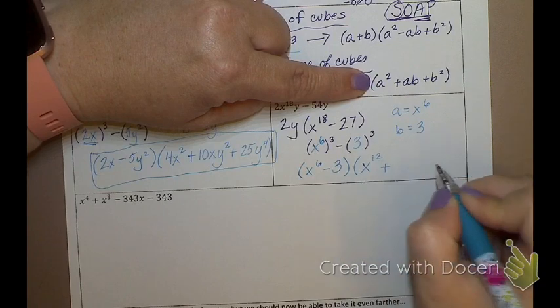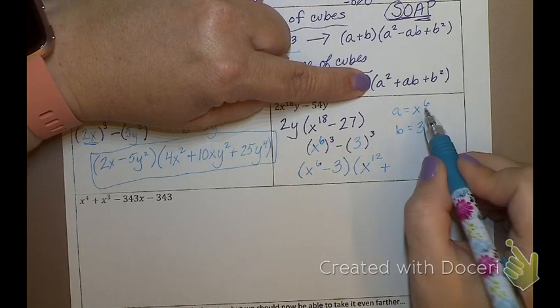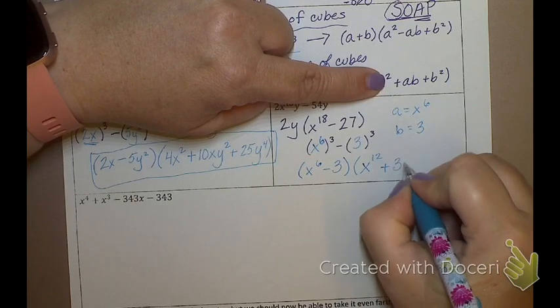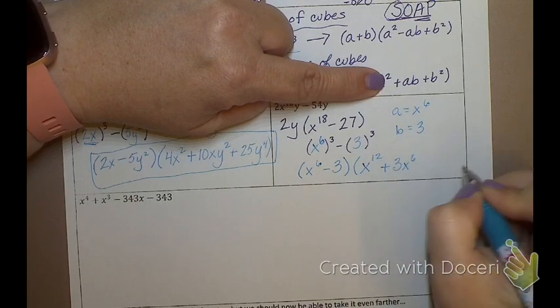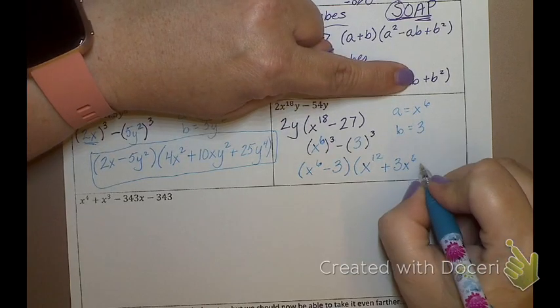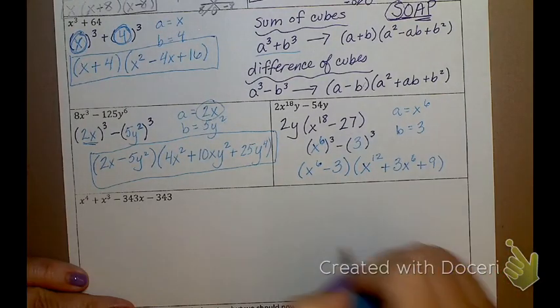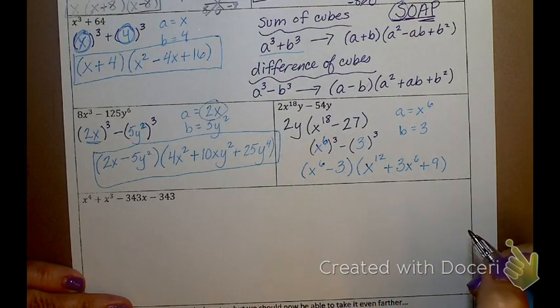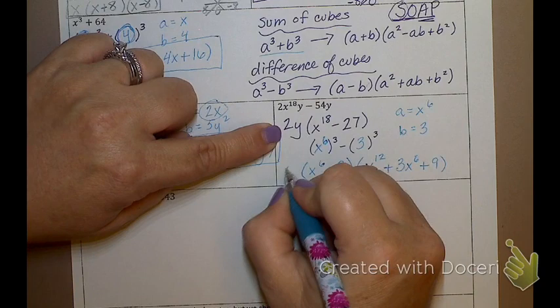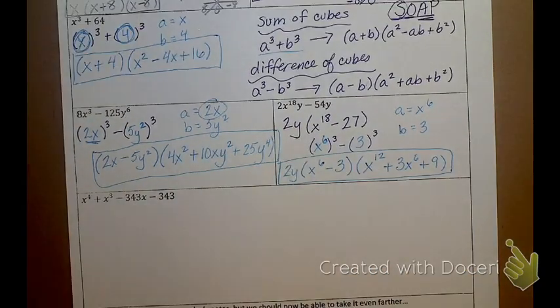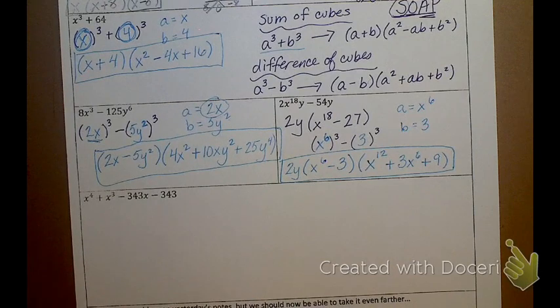Plus that opposite thing. A times b. X to the 6th times 3 is 3x to the 6th. And then plus b squared. B is just 3, so b squared is 9. Now, I'm tempted to go box my answer, but I don't want to forget the fact that I took a 2y out at the very beginning, so it still has to be there up front. Okay? So again, once you've used that formula, you don't have to check if it can factor any further.